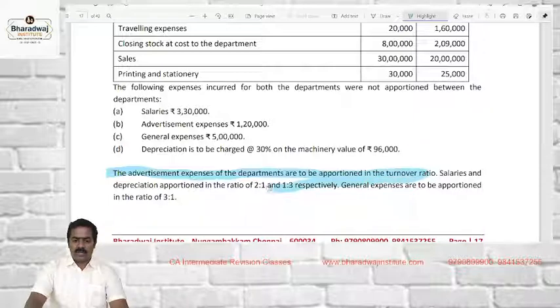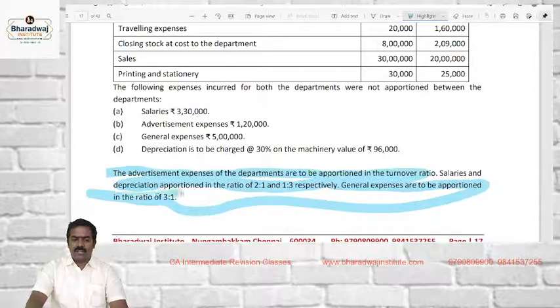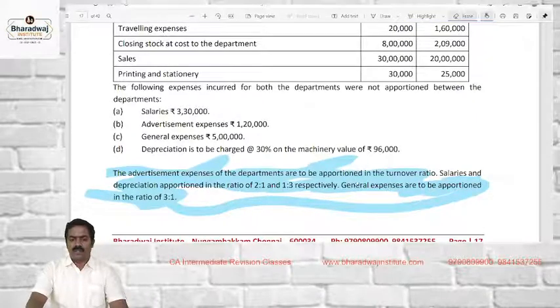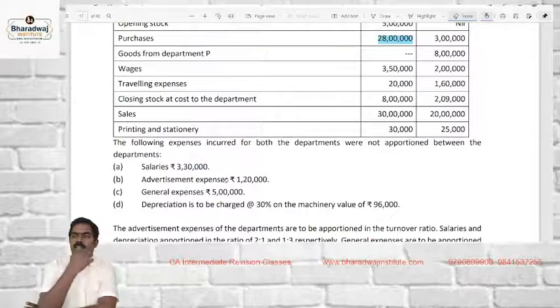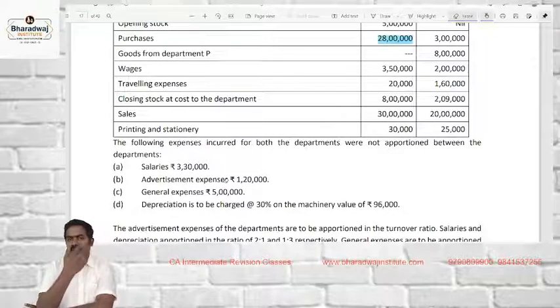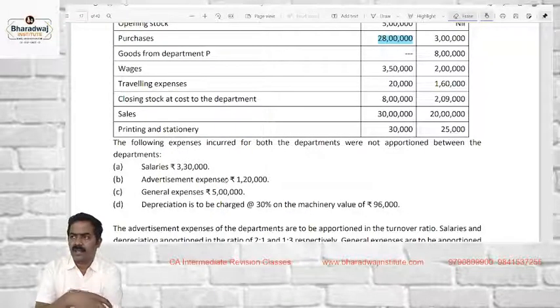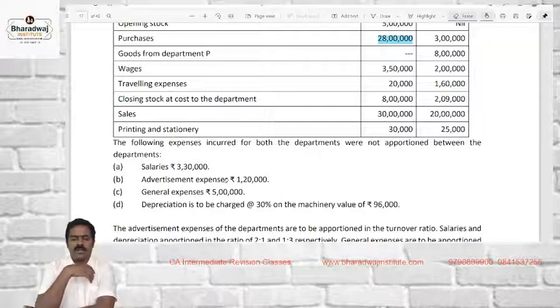Salary in the ratio 2:1, depreciation in the ratio 1:3. General expenses are to be allocated on the basis of what? 3:1. So they have given the basis of allocation directly. According to that, we are going to allocate. So we can start with which account? Trading account, either in a statement style or in a normal method. You can try. Start.